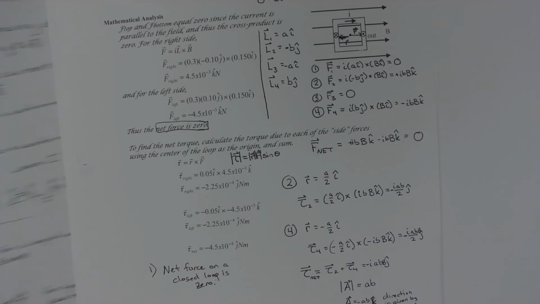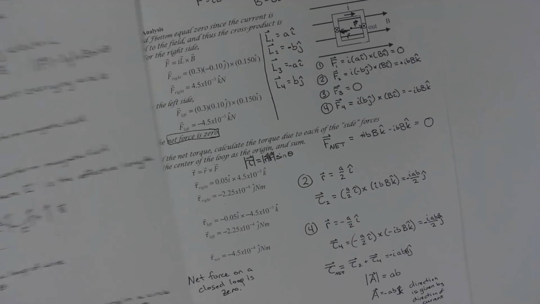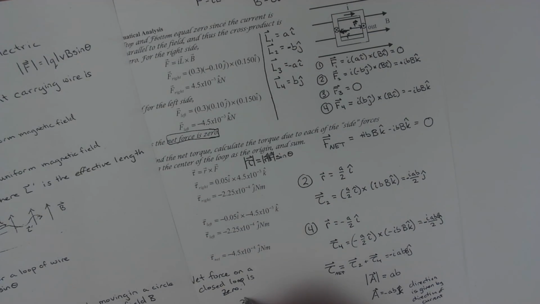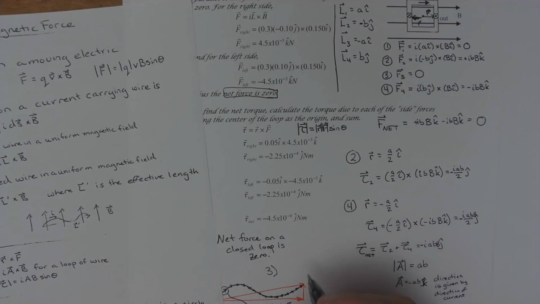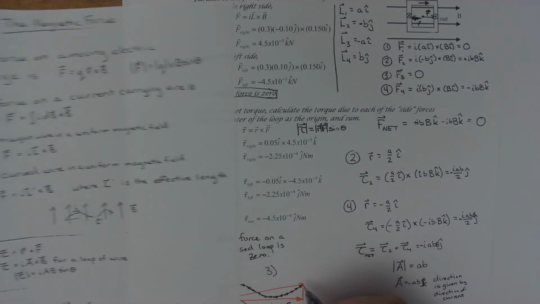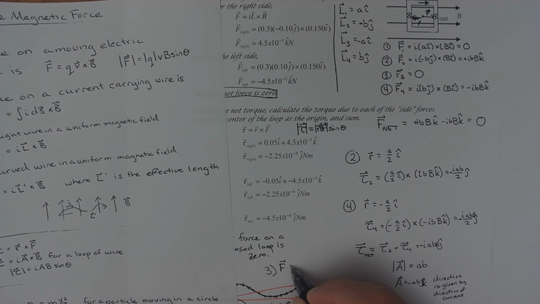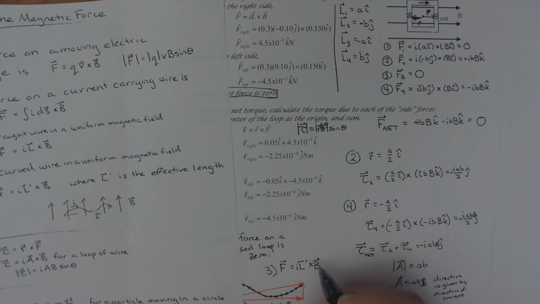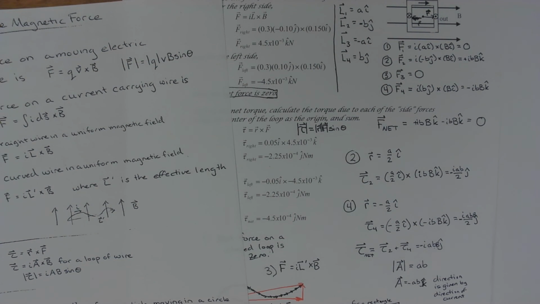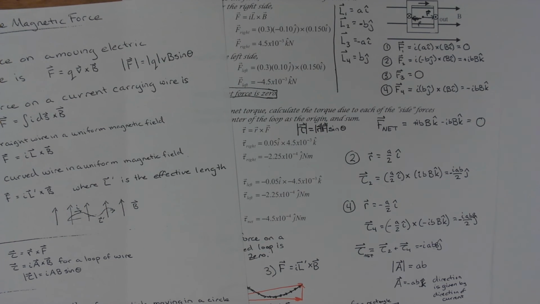Okay, so that's the final important point from this. Not only is the net force on a closed loop 0, but for a curved wire, you can say F is equal to I L prime crossed with B. And the reason that I'm talking about this now is because that equation is going to be important in your lab for this week. Or if you have Tuesday lab, that would be the lab next week.